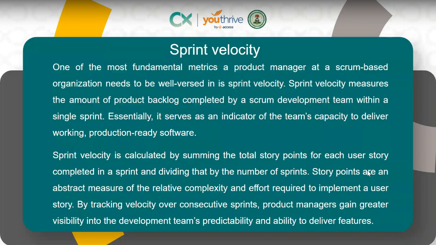By the time you add all of the user story points and divide it by the number of sprints, you can tell what your sprint velocity is. Sprint story points are an abstract measure of the relative complexity and effort required to implement a user story. That's pretty much what I explained. So by tracking velocity over consecutive sprints, product managers gain greater visibility into the development team's predictability and ability to deliver features.